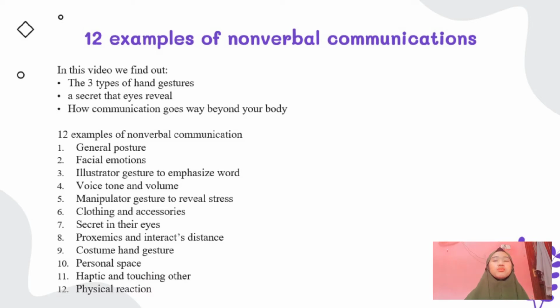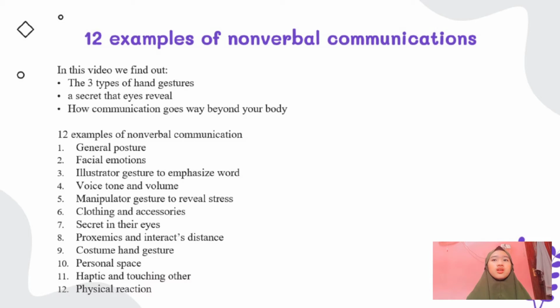5 is manipulator gestures that reveal stress. Manipulator gestures reveal an emotional reaction to a situation. For example, manipulator gestures are like rubbing the eyes, pulling the ear, and touching the nose.